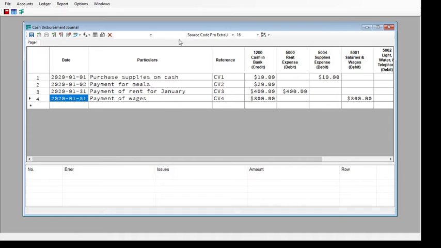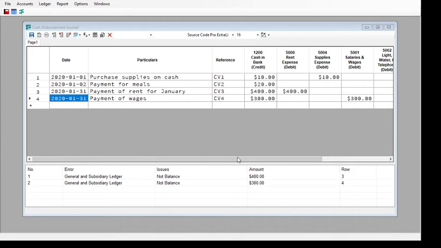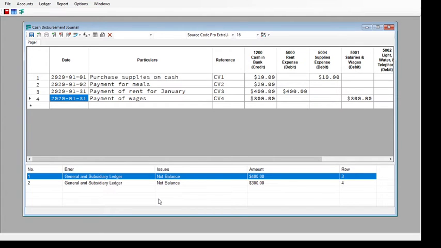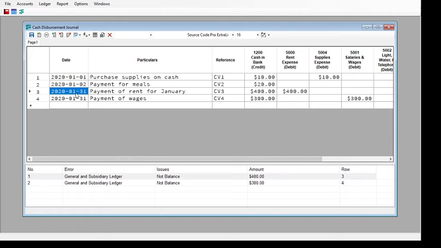I will try to save it, but there are messages. There are two, but they are the same. The only difference is the amount and the row. The first one says general and subsidiary ledger, that is the error. And the issue is that they are not balanced, and the difference is 400, and it is at row 3. So this one, row 3.